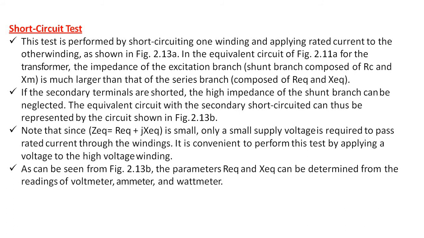If the secondary terminals are short circuited, the high impedance of the shunt branch can be neglected. The equivalent circuit with the secondary short circuited can thus be represented as shown in the figure. Note that since Z equivalent, equal to R equivalent plus jX equivalent, is small, only a small supply voltage is required to pass rated current through the winding.